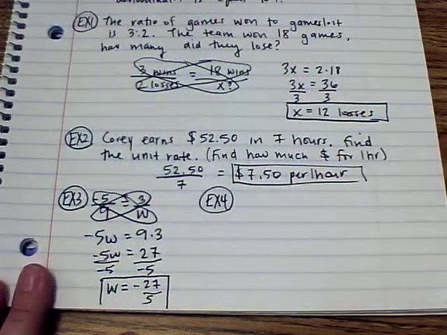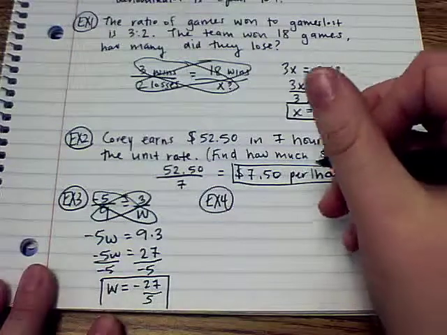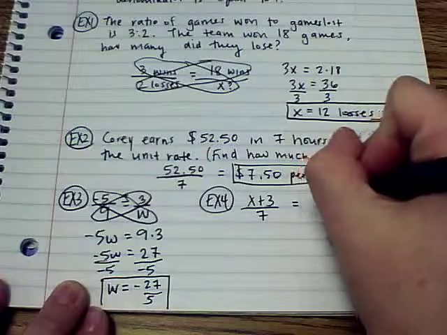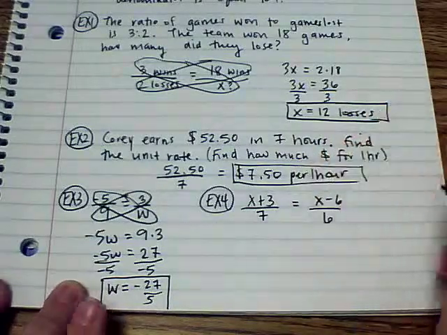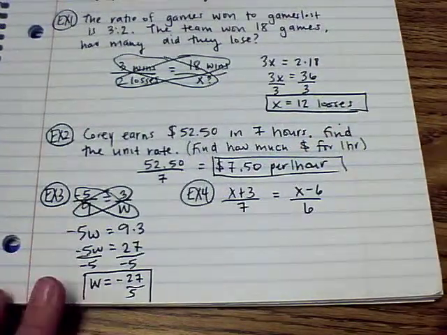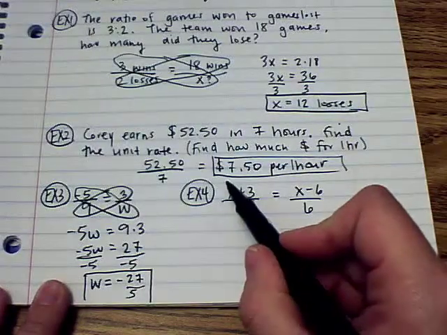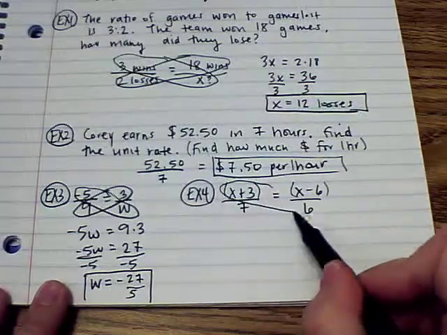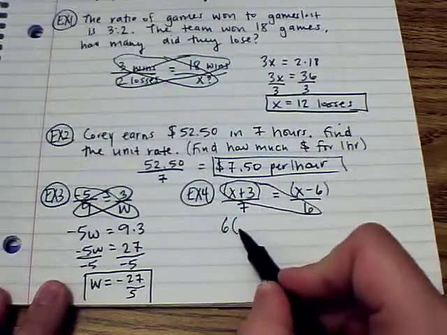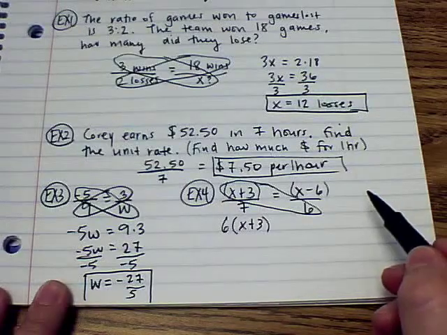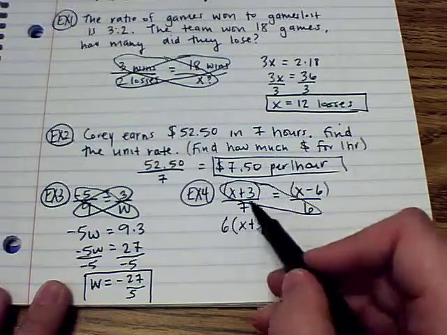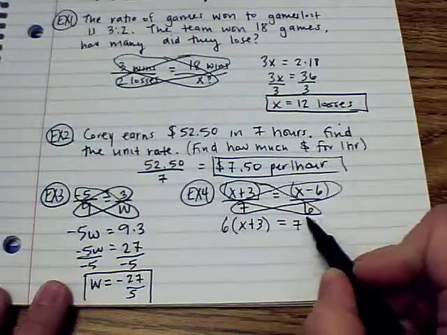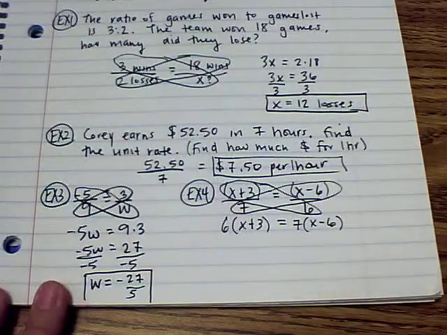All right, one last example. If I have x plus 3 over 7 equals x minus 6 over 6, what I need to do here is, because I have variables being added, I'm going to put them in parentheses, so when I cross multiply, it's 6 times that entire thing. So make sure you put parentheses, otherwise you won't do the distribution correctly and you'll get a wrong answer. So that would be 7 times the entire x minus 6.